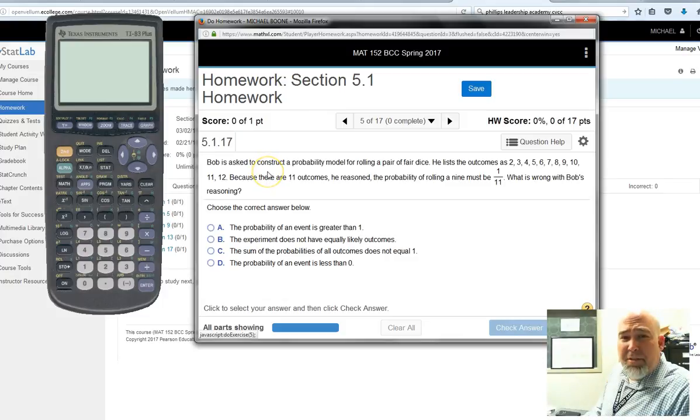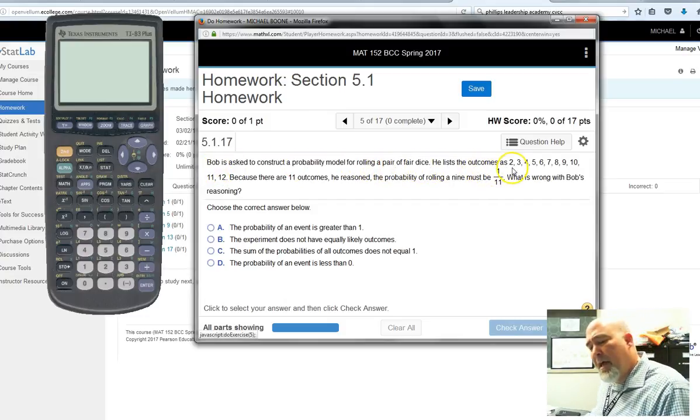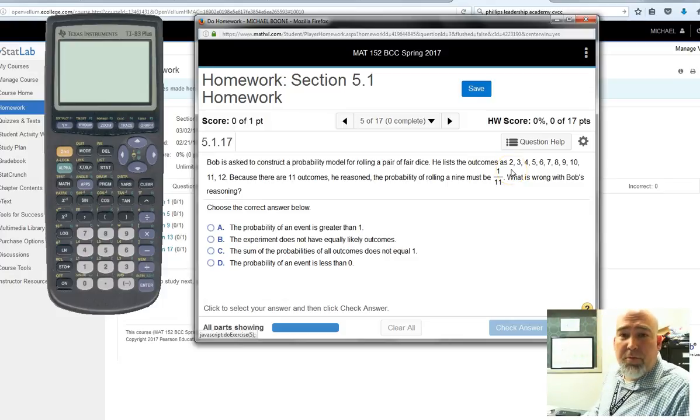And so a lot of definitions to read in this first section, so please make sure you're reading through the section. It asks to construct a probability model for rolling a pair of fair dice. The outcomes are 2 through 12. So when you roll dice, you can get 2 through 12. So it says, explain why the probability of rolling a 9 is not 1/11th, right? And so it's getting you to think about, well, do I have equal chances of rolling each one of these numbers? So it's really, the questions are thought-provoking.